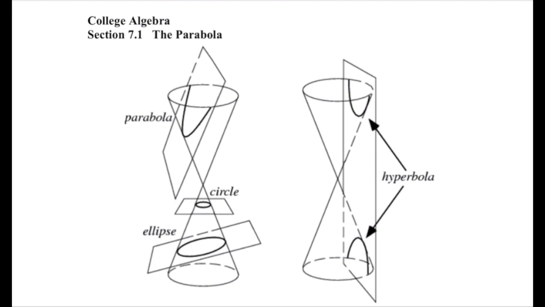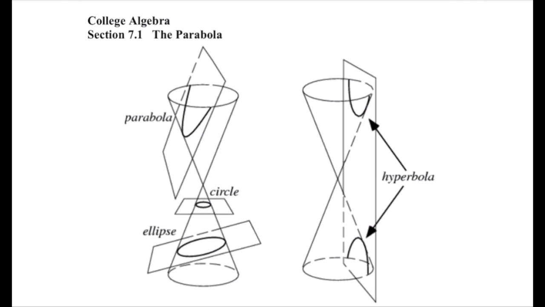Conic sections. We obtain conic sections when we have a right circular cone and it's intersected by a plane. When it's intersected at a slanted plane, we end up with a parabola. When we intersect with a horizontal plane, we have a circle.